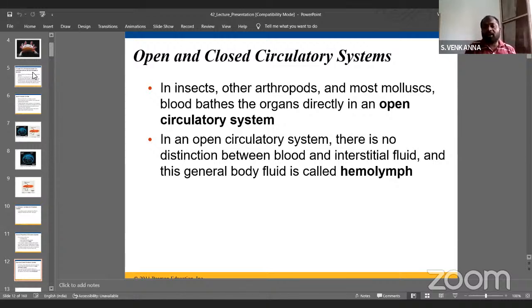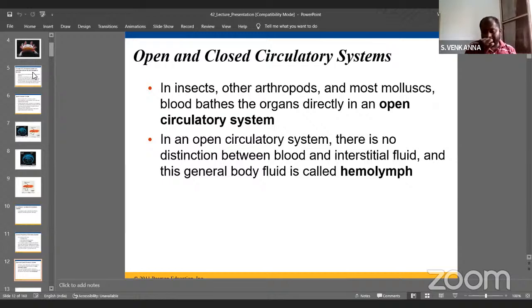Insects, other arthropods, and most molluscs bathe the organs directly in blood in an open circulatory system. Mostly invertebrate animals, like insects, arthropods, and molluscs, have this. In an open circulatory system, there is no distinction between blood and interstitial fluid; this general body fluid is the hemolymph.